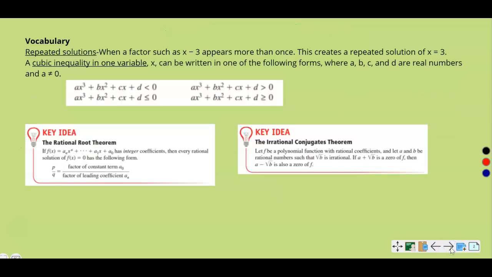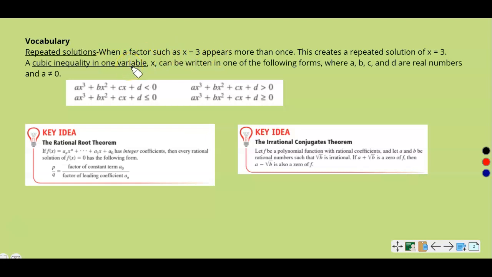The vocabulary for this unit is repeated solutions. All right, so a repeated solution is when a factor such as x minus 3 appears more than once. This creates a repeated solution of x equals 3. And you'll see that affects the graph, and when we look at examples, we'll look at how that does affect the graph when you have repeated zeros.